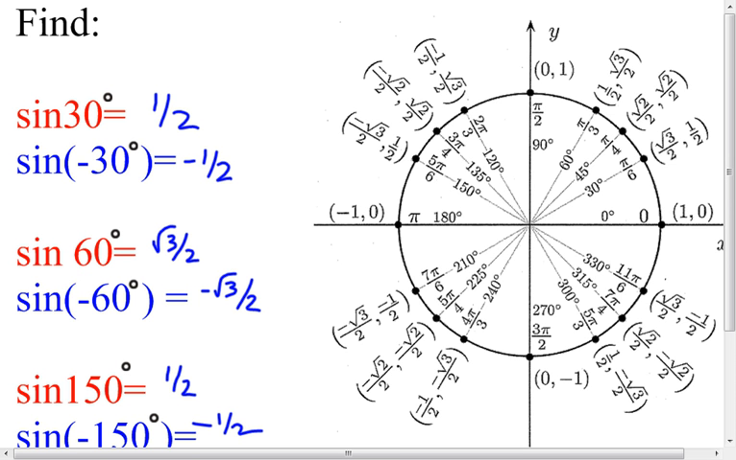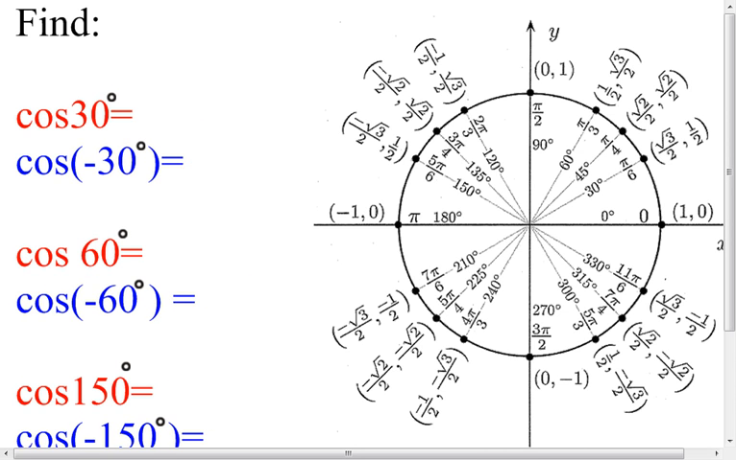This is what should happen when you find sine at positive 30, sine at negative 30, sine at 60, sine at negative 60. You should notice a pattern. Notice at positive 30 it's 1/2, at negative 30 it's negative 1/2. They're all opposite signs. That's because sine is what is called an odd function, and we'll talk about that in just a minute. Okay? Now I want you to go over here and I want you to find these values.